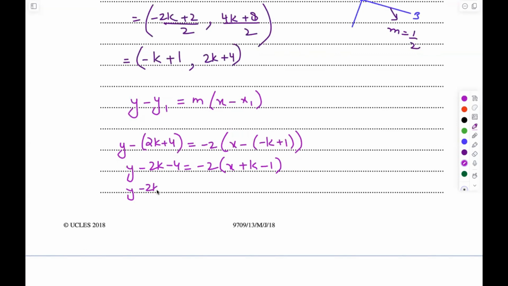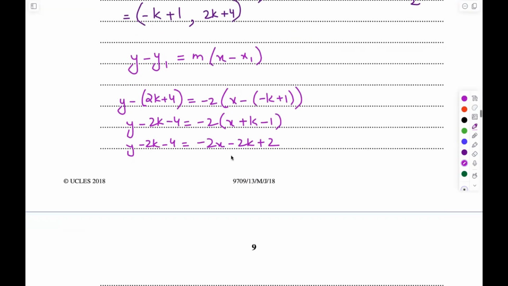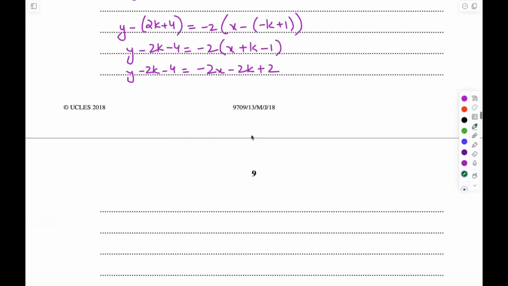So expanding this bracket now, we'll get minus 2x minus 2k plus 2. Now minus 2k and minus 2k, they will cancel out. So when we bring them on one side, this will become minus 2k plus 2k, so that they will cancel out. So the final equation will be y is equals to minus 2x plus 2, and the 4 will come on the right hand side and become plus 4. So the equation will be y is equals to minus 2x plus 6 for the equation of the perpendicular bisector.